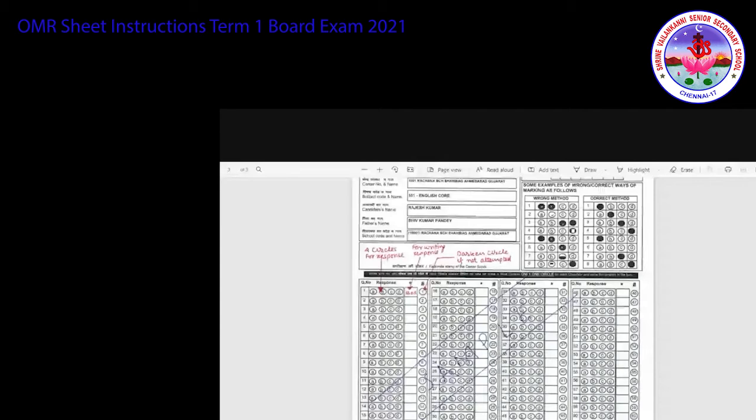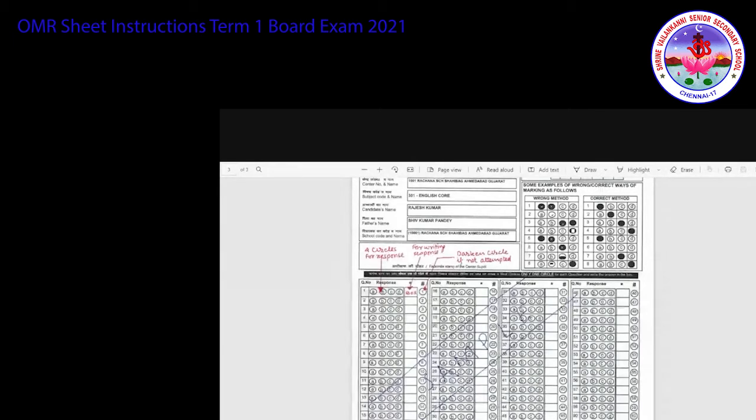If you leave the response unshaded, if you forget to darken the circle and you simply write the answer in the box, it will not be evaluated. You have to darken the circle and write the response in the box. Only then your answer will be evaluated.